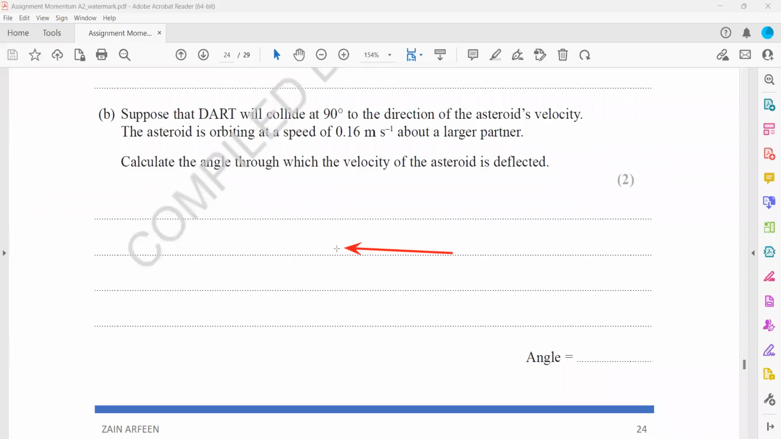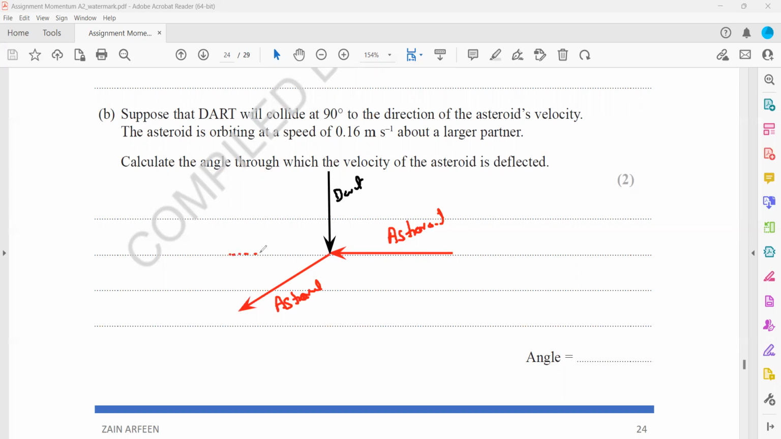So if I consider that this is the direction in which the asteroid was moving initially, when the dart collides, this is the direction in which the dart collides. This will cause the direction of the asteroid to change. This is the new direction of the asteroid and the dart together. What we need is how much the angle has changed from the original one.